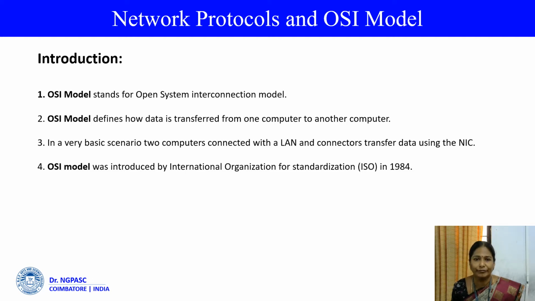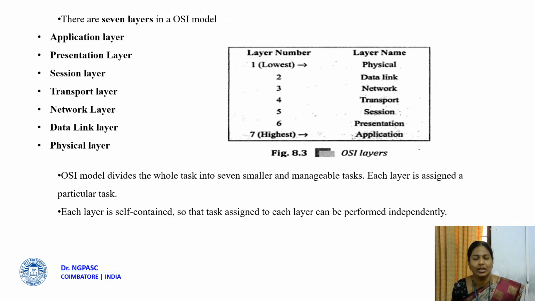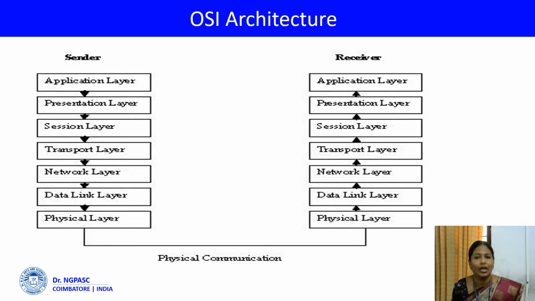The OSI model defines how data is to be transferred from one computer to another computer. The OSI model was introduced by the International Organization for Standardization in 1984. There are 7 layers in the OSI model. They are the application layer, presentation layer, session layer, transport layer, network layer, data link layer, and physical layer. Each layer can perform its own task. Each layer is self-contained, so a task is assigned to each layer, and they can perform independently.